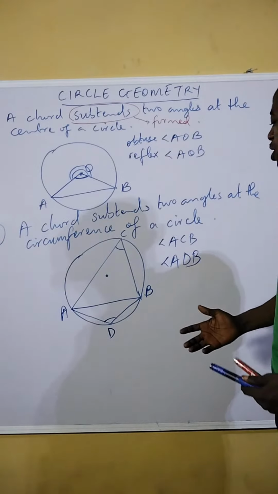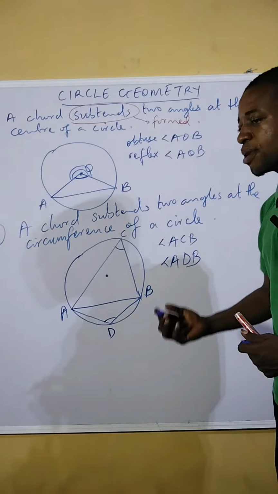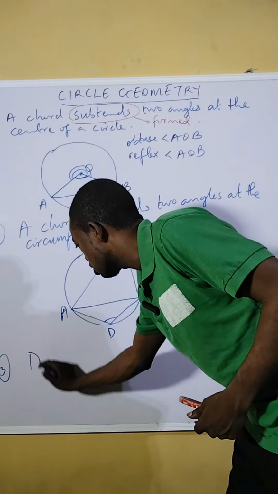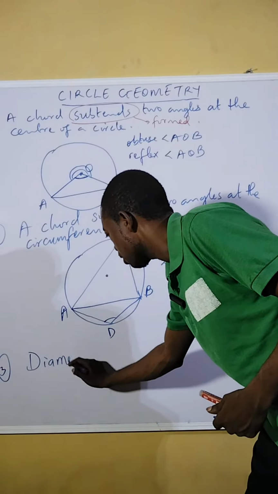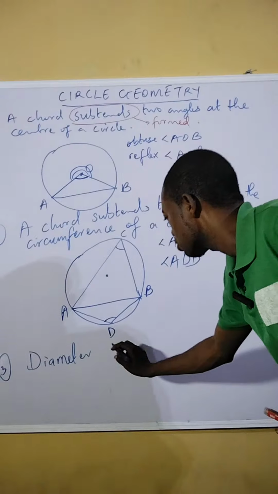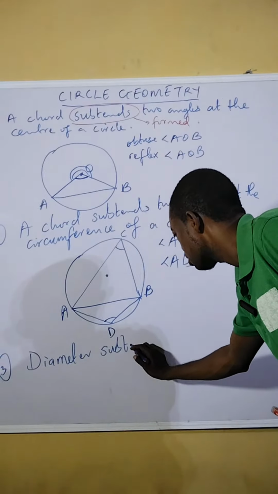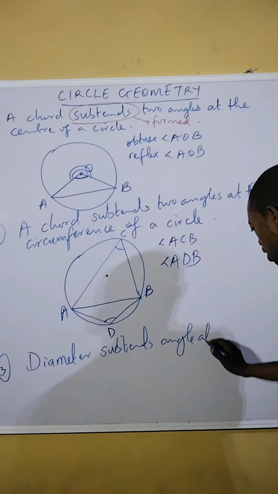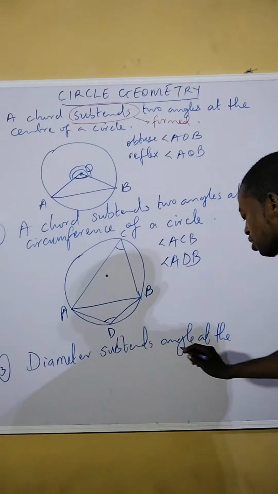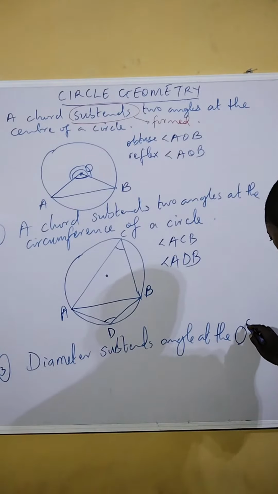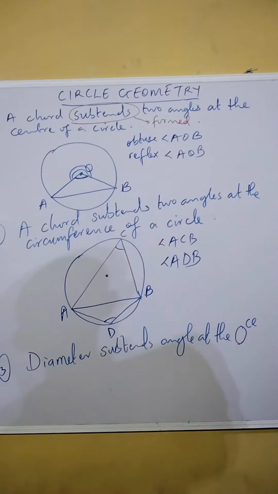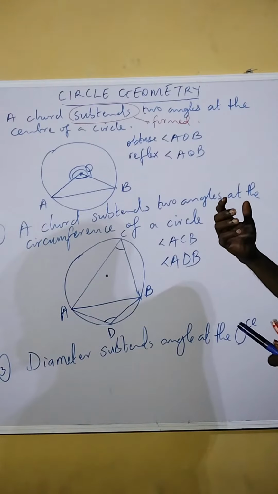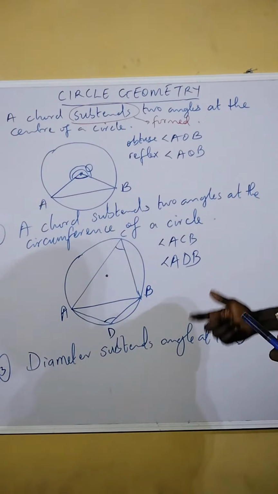And in the same way, we discovered that a diameter can also form an angle at the circumference. Diameter subtends angle at the circumference. We can abbreviate circumference like this now. And that angle subtended at the circumference by a diameter is, of course, 90 degrees. It's a theorem on its own.